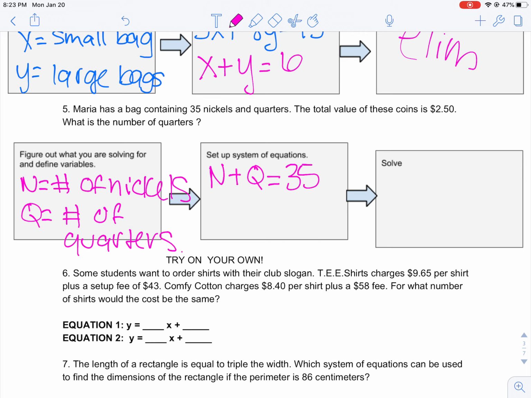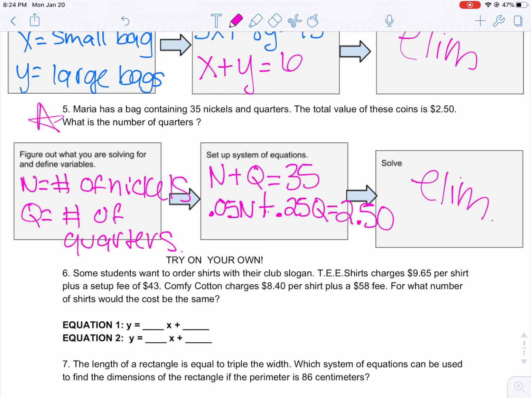Now, if I'm trying to find the value money-wise of my bag, I know a nickel is worth 5 cents. So however many nickels I have, I would multiply that by 0.05. I would add 0.25Q to figure out how much money totals for my quarters, and it equals $2.50. Everything that deals with money stays with money. Everything that deals with an item deals with an item equation. And this is elimination as well.